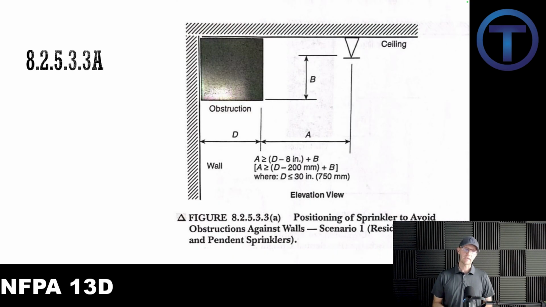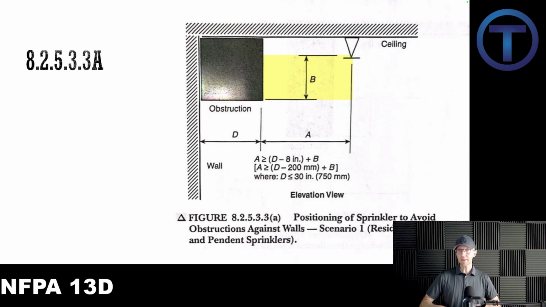Here's another figure. Now this one's more of a standalone. It does not have a table that goes with it, but it does have a formula. This figure, 8.2.5.3.3, figure A, is for the position of a sprinkler to avoid obstruction against a wall. So here's our scenario 1, residential upright and pendant. We've got a pendant coming down from the ceiling here. A is the distance away from the obstruction, and B is how high that pendant can be above the obstruction.